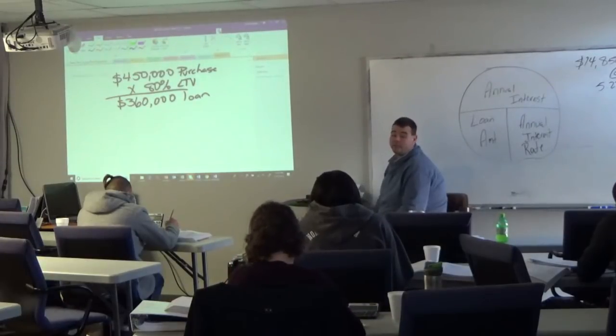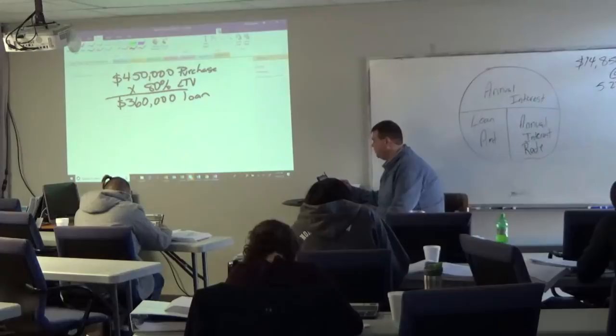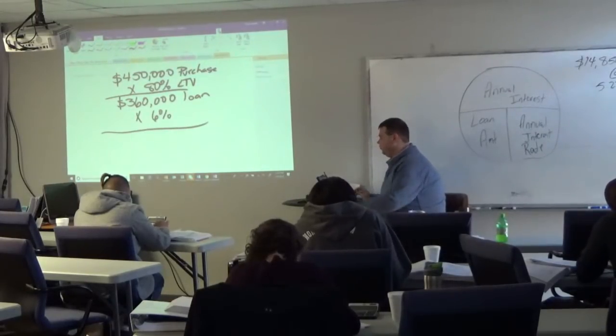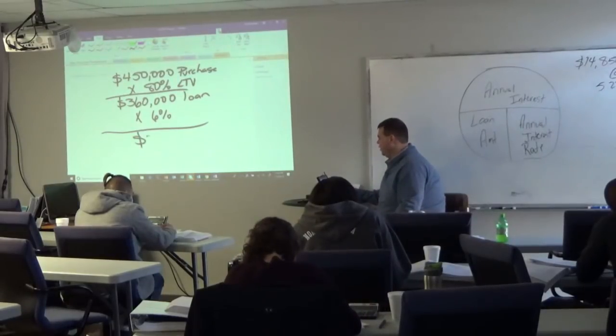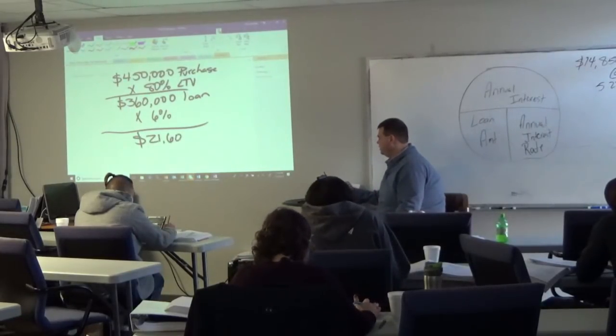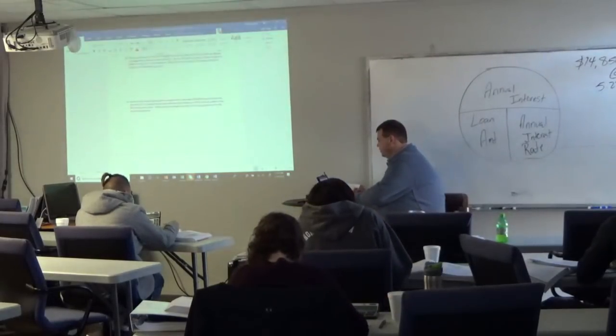6%? I heard 6% first. All right, so just write in 6%. We're going to do it at 6%. So times 6% annual rate, $21,600. Fix that.